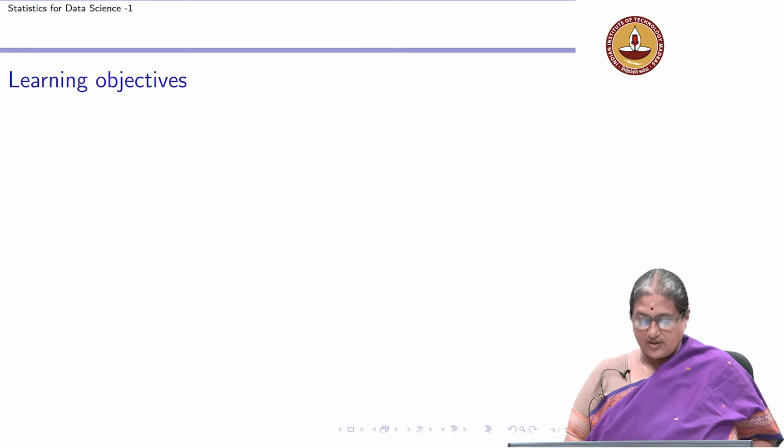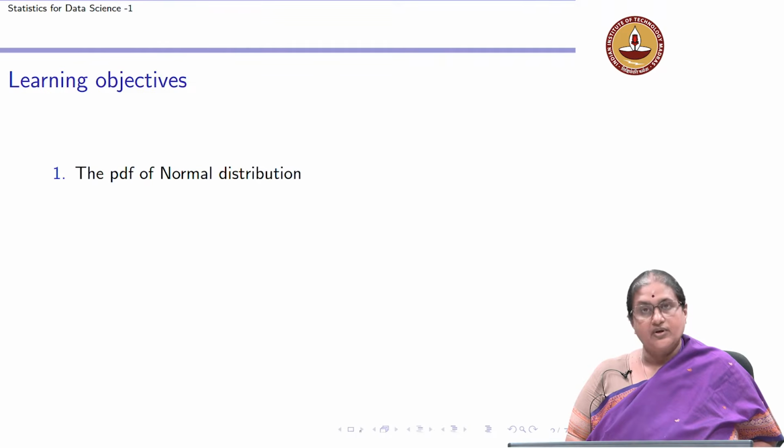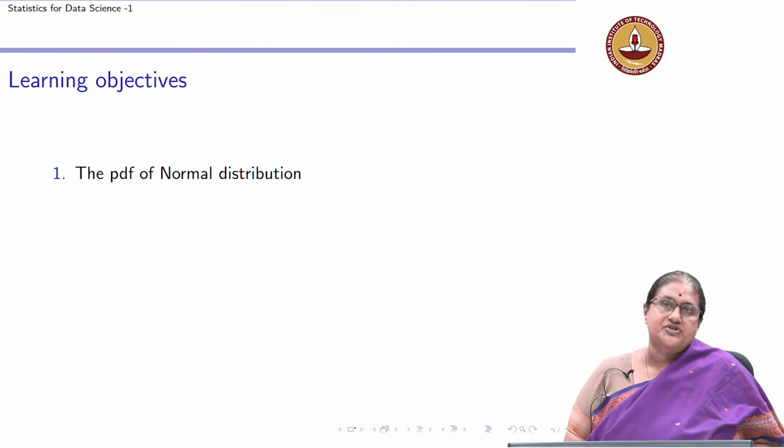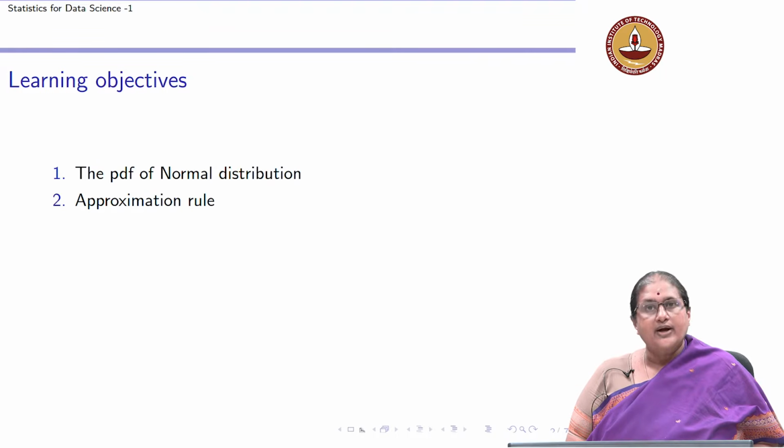In this week, we are going to learn about the most important and practically used distribution, which is the normal distribution. We begin by understanding the probability density function, or the PDF, of the normal distribution, and then we will look at a very important rule, which is referred to as the approximation rule or the empirical rule, and we will see how we can apply these rules to solve a few problems.